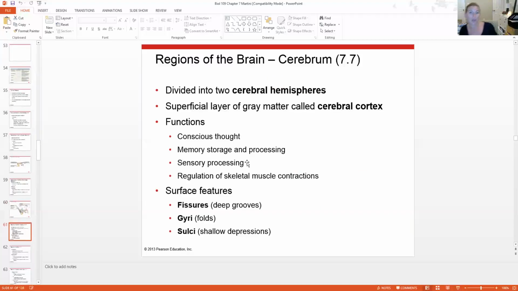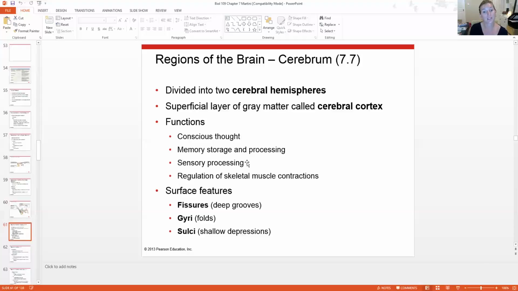Let's talk about that cerebrum, that outer shell of your brain. It has 2 major hemispheres. It's surrounded by, or sometimes called, the cerebral cortex. That's the outer layer. This is our conscious thought. This is our memory and storage and processing of information. This is sensory processing. This is regulation of skeletal muscle contractions.